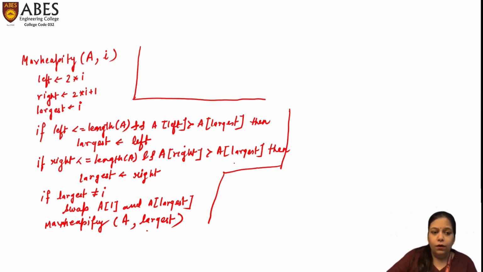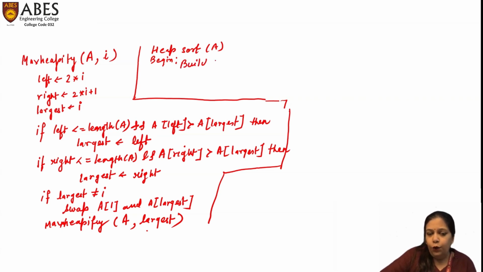Now, as you know, in order to perform heap sort on any array A, what did we see? We saw that first of all, we have to build a max heap out of it, right? So if I say that the heap sort algorithm has started for array A, the first step will be to call a function to make a max heap. So we are calling a function build max heap for A, isn't it?